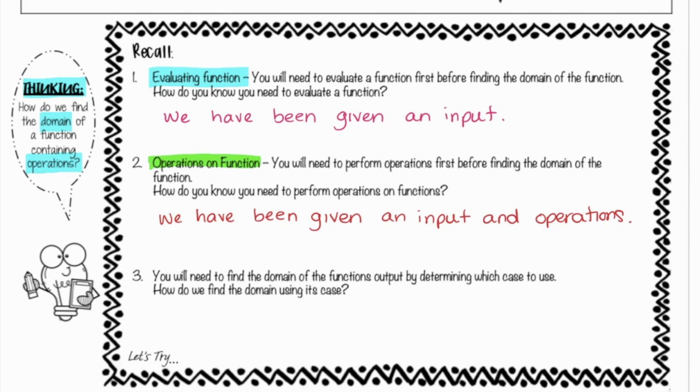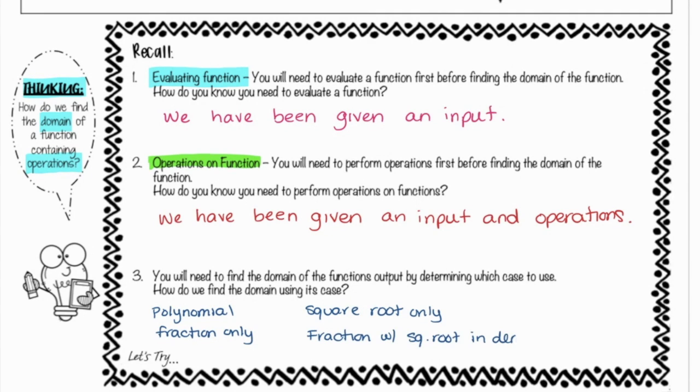Number 3, you will need to find the domain of the function's output by determining which case to use. So how do we find the domain using its cases? Remember, there are 5 cases: polynomial only, fraction only, square root only, but we could have the combo of a fraction with the square root either in the denominator or in the numerator. We do need to remember the 5 cases so we know how to set up our domain.